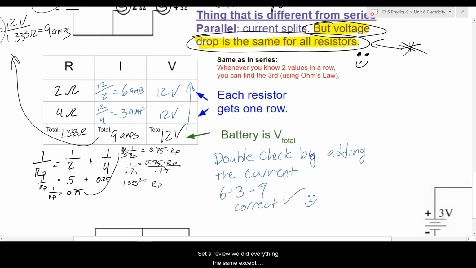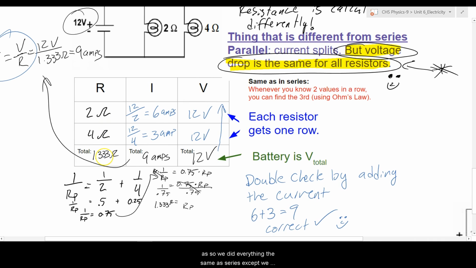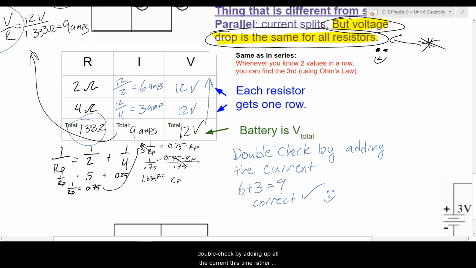Okay, so to review, we did everything the same as series, except we calculated our total resistance differently, by doing our fun fancy equation. And then we found our total current just the same as before with Ohm's law, but then we said that all the voltages were the same, because that's true for parallel circuits, and then we used Ohm's law to get our currents, and then we double checked by adding up all the current this time rather than adding up all the voltages.